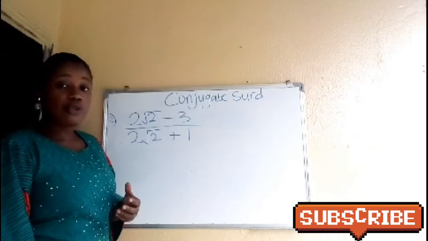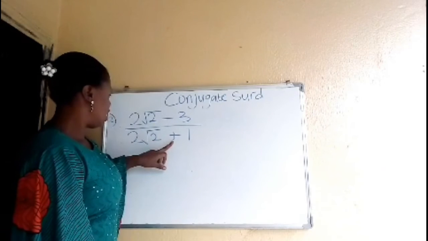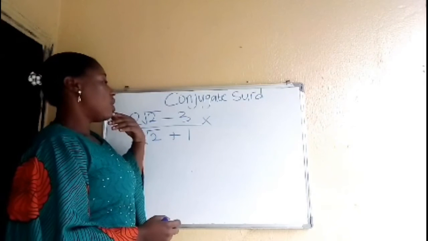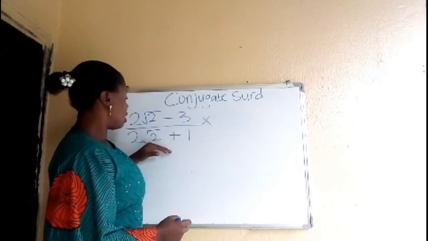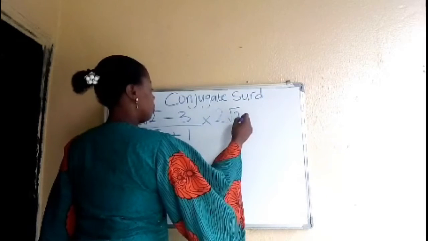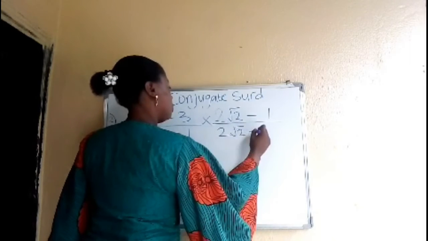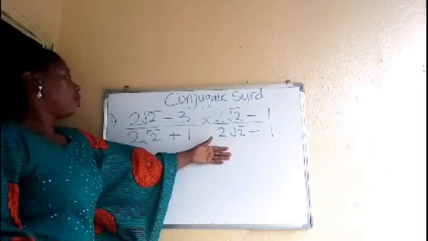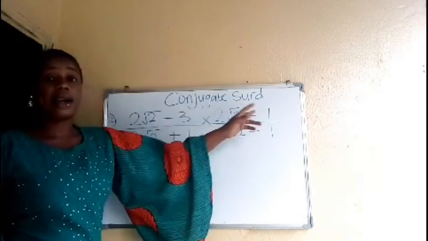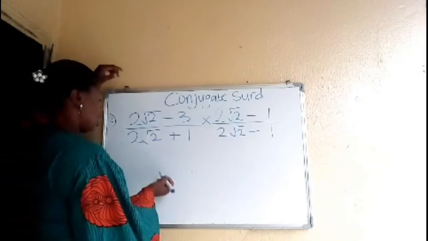To solve this, we have to rationalize the conjugate of the denominator. So the conjugate of this denominator will be 2 root 2 minus 1. To solve this, we multiply the conjugate by the numerator and the denominator. Now that we have rationalized the conjugate of the denominator, we'll go ahead and multiply. 2 root 2 times 2 root 2, the same one we did the other time, is 8.